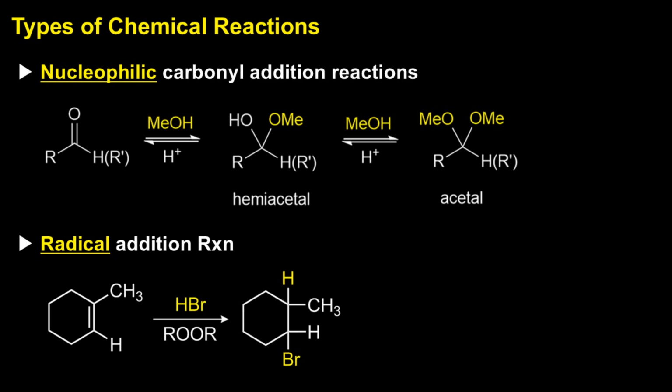Radical addition reactions, typically seen in alkenes, follow a stepwise mechanism: initiation, propagation, and termination. A classic case is anti-Markovnikov hydrohalogenation, where HBr adds in the presence of peroxides, reversing the usual regioselectivity. Overall, addition reactions are fundamental tools in organic synthesis, enabling the transformation of unsaturated compounds into more complex molecules.